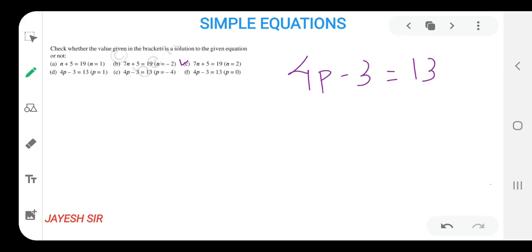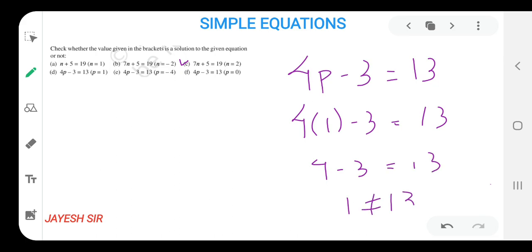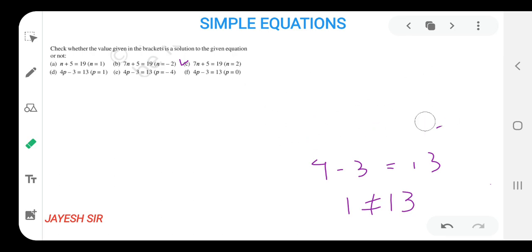Here we have to put the value of p as 1. So putting the value of p as 1, 4 minus 3 is equal to 1, and 1 is not equal to 13. That means it does not satisfy the equation, so the value of p is not equal to 1. We are not supposed to find the correct value of the variable here. We just need to put the value and check whether it forms the equation or not.